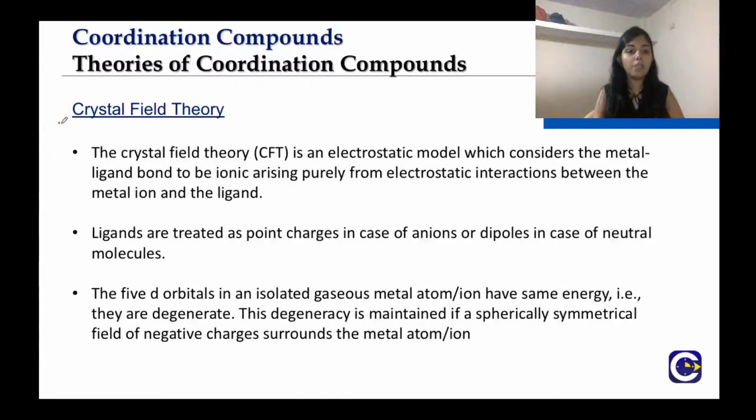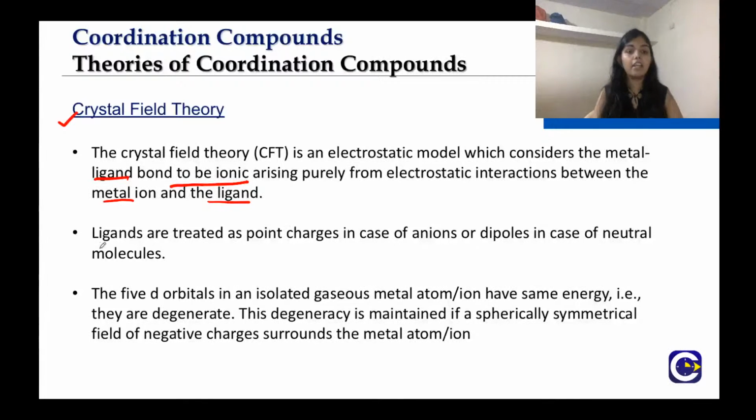So here, crystal field theory considers that there is only ionic interaction between the metal and the ligand, right? Basically it is neglecting the covalent character here. It is saying that the ligand and the metal have only ionic interaction.